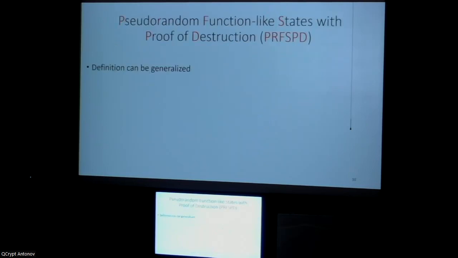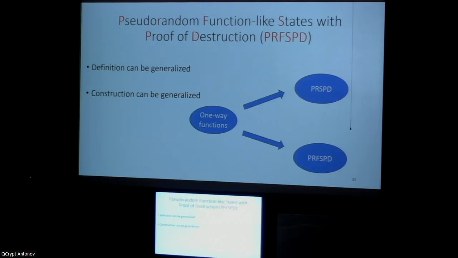Now I would like to mention that so far we just talked about pseudo-random states with proof of destruction, but this definition can also be generalized to pseudo-random function-like states. So you can also associate proof of destruction to pseudo-random function-like states, and this is what we call PRFS PD. And the same construction can also be generalized to give you actually a PRFS PD. So what we conclude is that one function suffices for both PRS PD and PRFS PD.